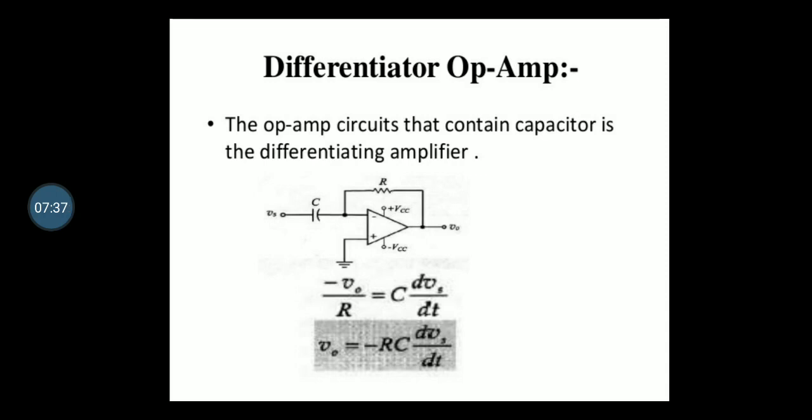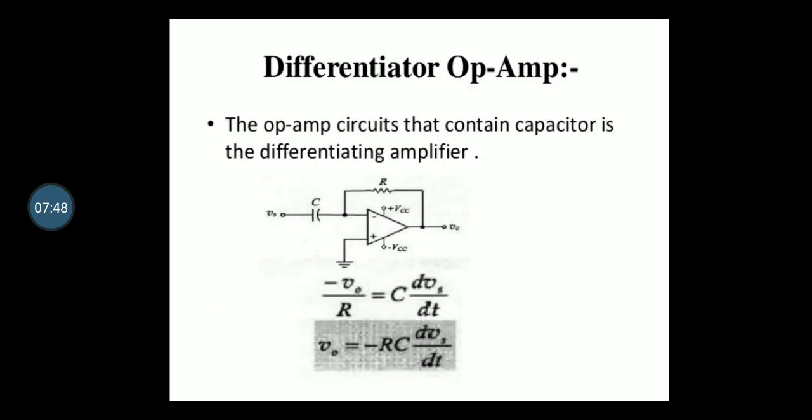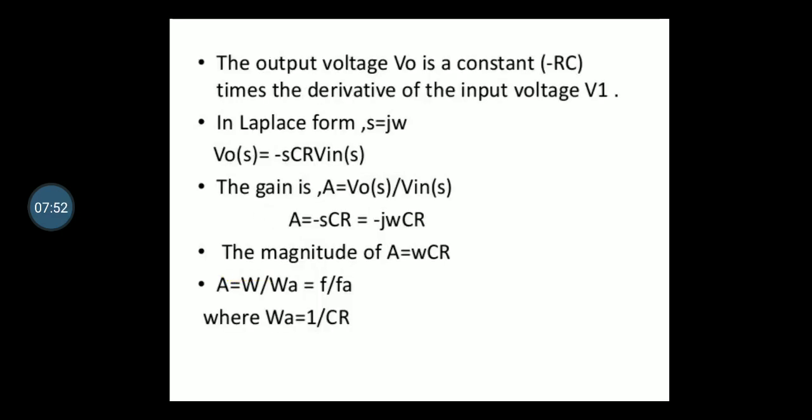The node N is at virtual ground potential. We may get the output V0 equal to minus RC dVs by dt. Taking the Laplace transform, V0 of S is equal to minus SCR Vin of S. So the gain A is minus SCR, equal to minus j omega CR. The magnitude of A is omega CR.